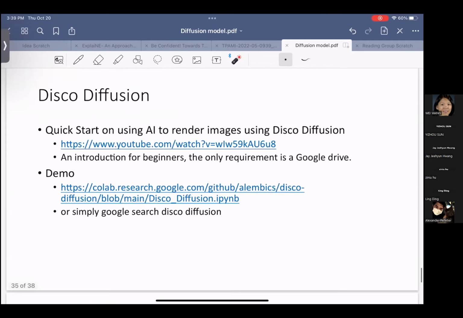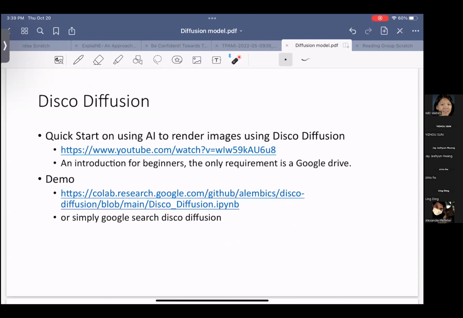So finally, let me quickly mention Disco Diffusion. This is like an online demo for you to actually generate images from text. I didn't choose DALL-E 2 because you need to apply for access to DALL-E 2. But Disco Diffusion is free. You can follow this link here, or simply Google search Disco Diffusion. The first result will be this link, and you can play with it. If you want to recommend it to other friends, you can use this link here.